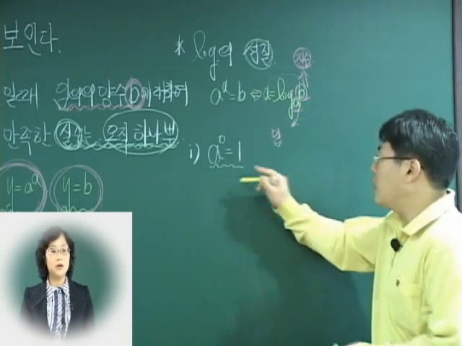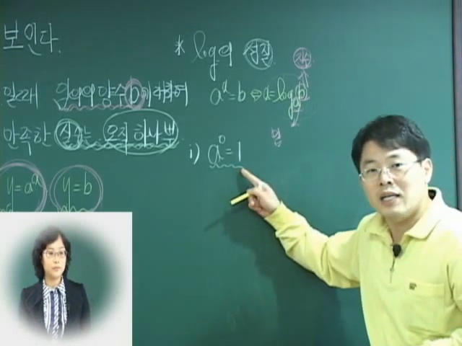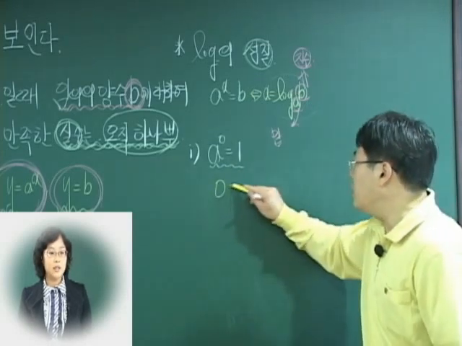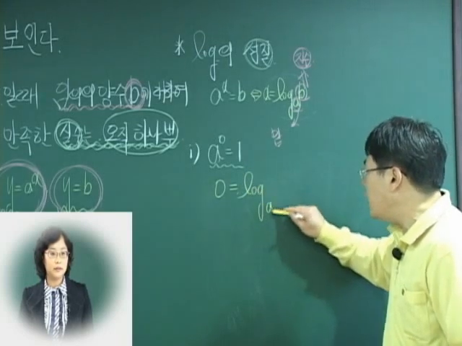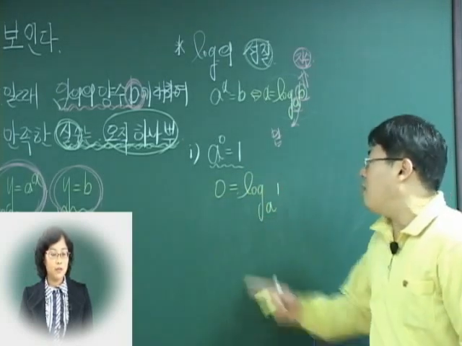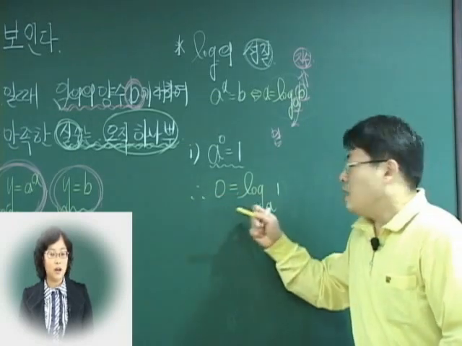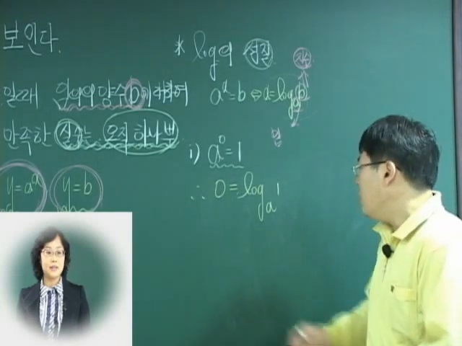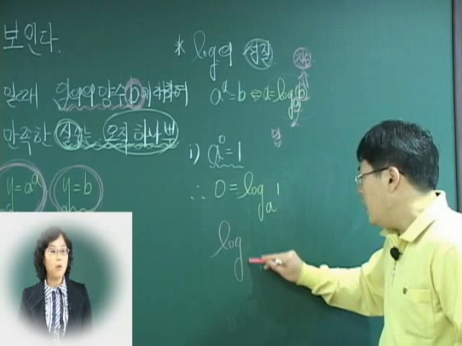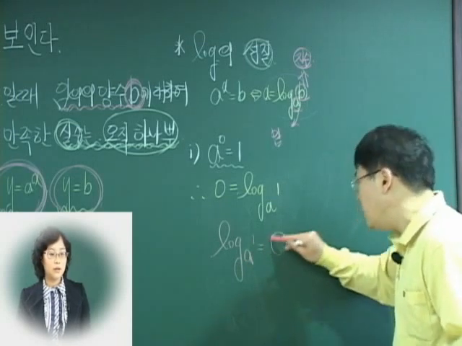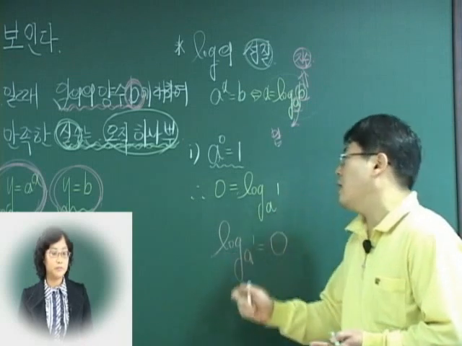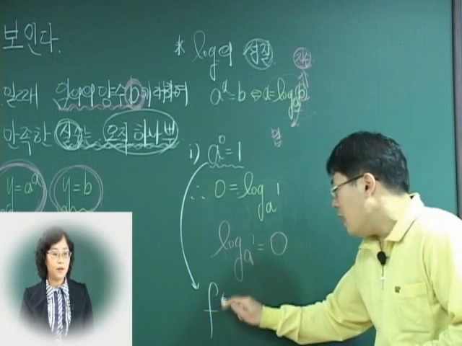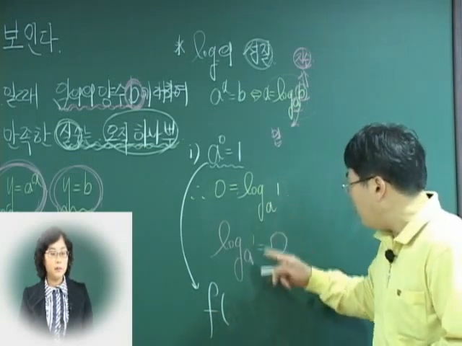We change it into the log relation. Since a to the 0 power is 1, 0 is log base a of 1. This is one of the properties of log. Okay, we write it again: log base a of 1 equals 0. Think with the logarithm. You can write it this way: f of 1 becomes 0.